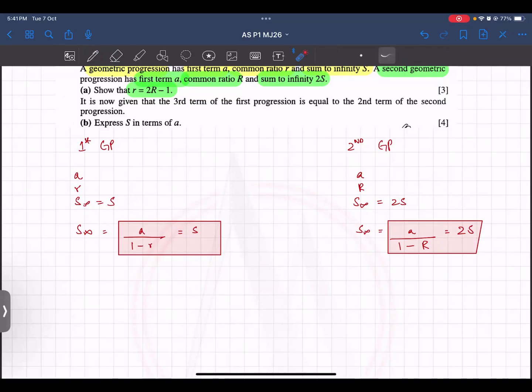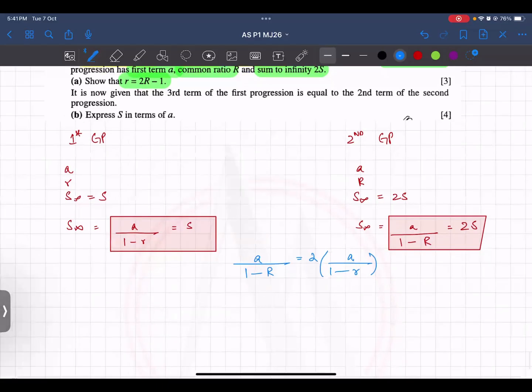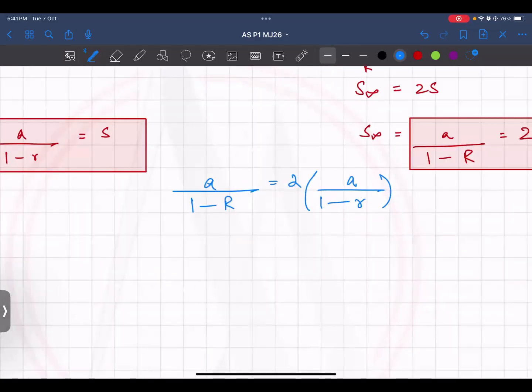We can see capital S is A upon 1 minus small r. So I can replace this capital S over here with this. So A upon 1 minus capital R is equal to 2 times A upon 1 minus small r. Now we will move things around, simplify, and get the equation that they have asked us to form. You can see the A and A will be cancelled out. And this 1 minus r will go over there and multiply, and this 1 minus capital R will go over there and multiply, cross multiply.